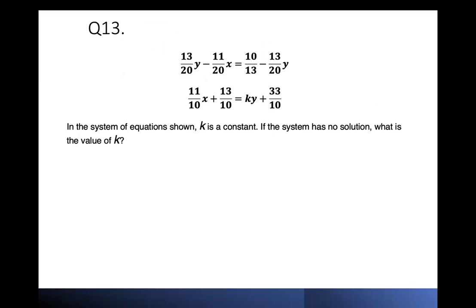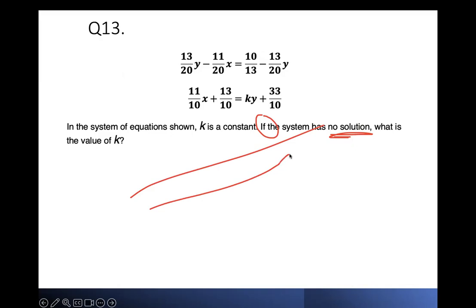This is also my favorite question. In the system of equations shown, K is a constant. If the system has no solution, what is the value of K? Pay attention. Whenever you see "if" in a question, it means you've got to use it. There's no solution. If something has no solution in a linear system, that means the lines don't touch each other. So these are parallel lines. Their gradient is going to be the same, but their intercepts will be different. So your job is to prove that, right?